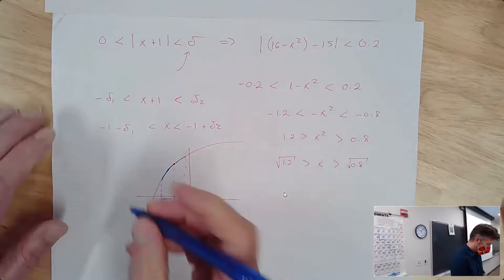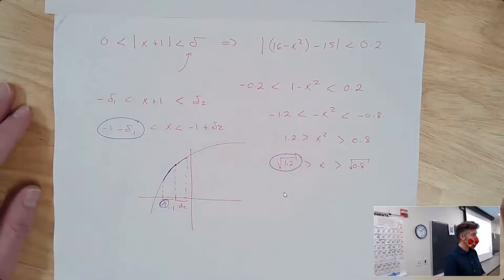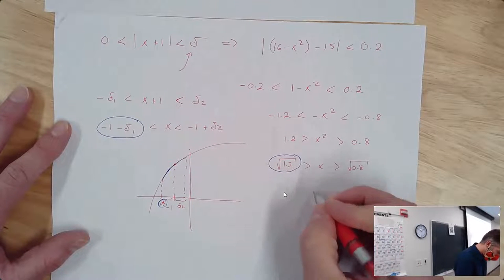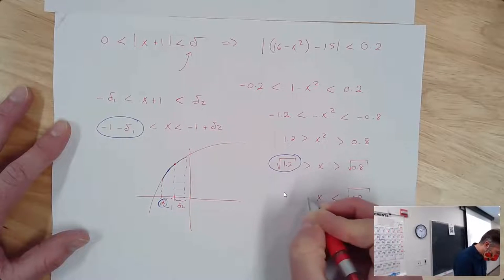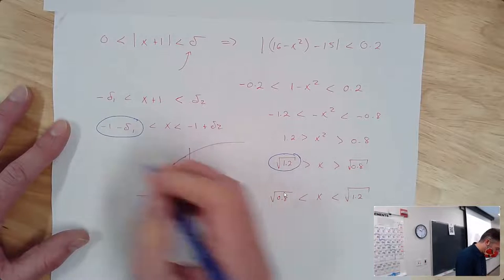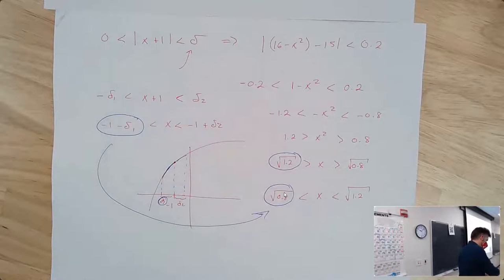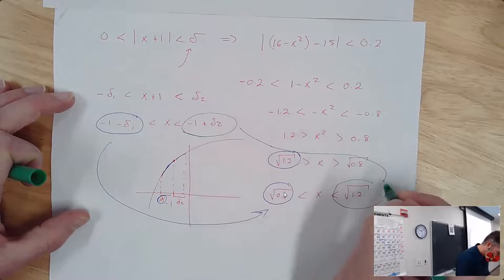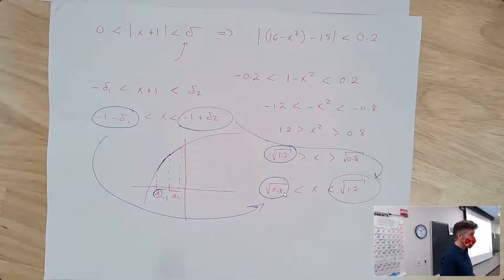So then we're going to set this equal to that. Oops, no, we're not going to set that equal to that. I've got things backwards. I'm going to rewrite this so that things are in the same order. X should be less than the square root of 1.2 and bigger than the square root of 0.8. I'm going to set this equal to this, this equal to that, and figure out which delta is the smaller of the two.